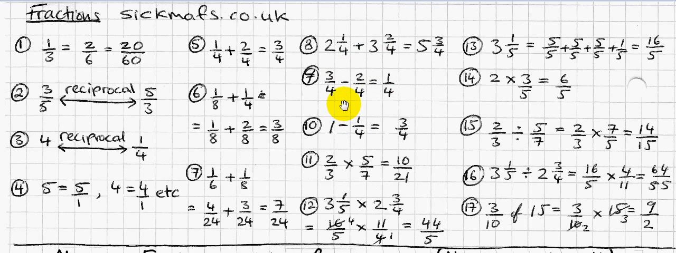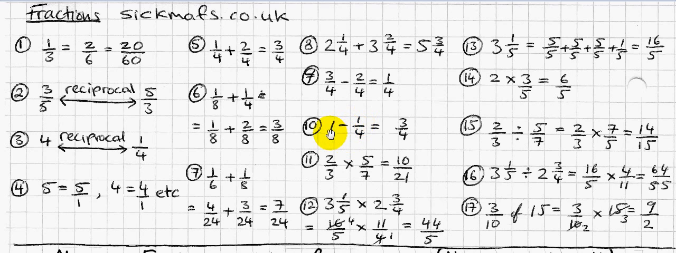Let's do a bit of taking away. There aren't too many examples of taking away because it's basically the same as adding. Make sure the denominator is the same. That's the idea. So 3 quarters take away 2 quarters is 1 quarter. You've got 3 over there. Take away 2 of them. You've only got 1 quarter left. Simple as that.